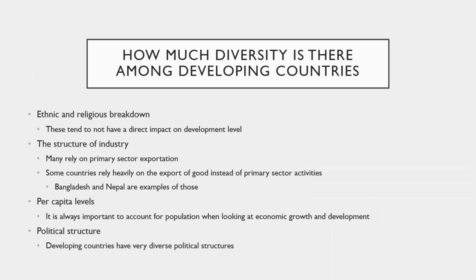Ethnic and religious breakdown. There's just a lot of diversity amongst that. Structure of industry. A lot of these countries do rely on primary sector industry, but some countries rely heavily on trading exports to other countries. Bangladesh and Nepal are examples of those. Per capita levels. There's divergence between those. Countries that are getting close to developed nation status usually have higher per capita income. And political structures, like there's a huge amount of diversity.